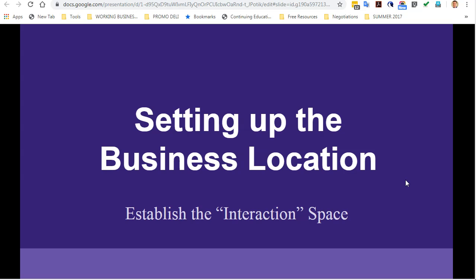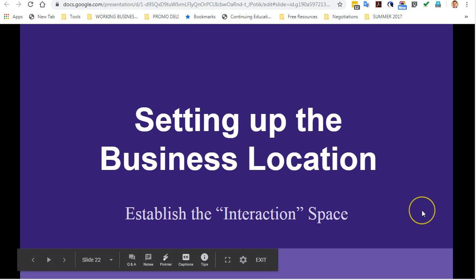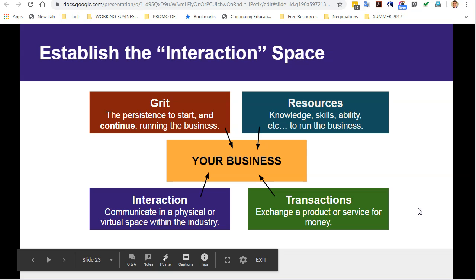When setting up your business location, it's very important because that specifies what government regulations are going to be necessary to follow. And oftentimes, if we set up in one state, the rules and regulations are going to be very different than another state. So setting up the business location is really important in deciding how your business is going to interact with your customers.